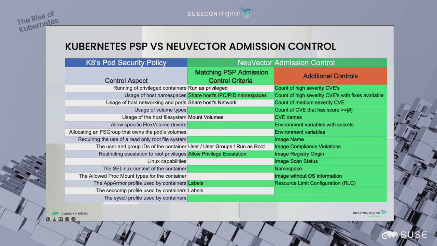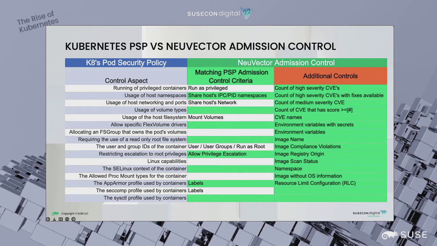And NeuVector has essentially recreated a number of those for the most popular best practices, like running as privileged, running as root users, etc., privilege escalation. So we're checking for all of those. And then over here on the right-hand side, you can see where we've added all of these controls that have to do with the results of scanning, like for CVEs, compliance checks, checking for secrets. A new one in 5.0 is the resource limit configuration. This was from a customer wanting additional controls there.